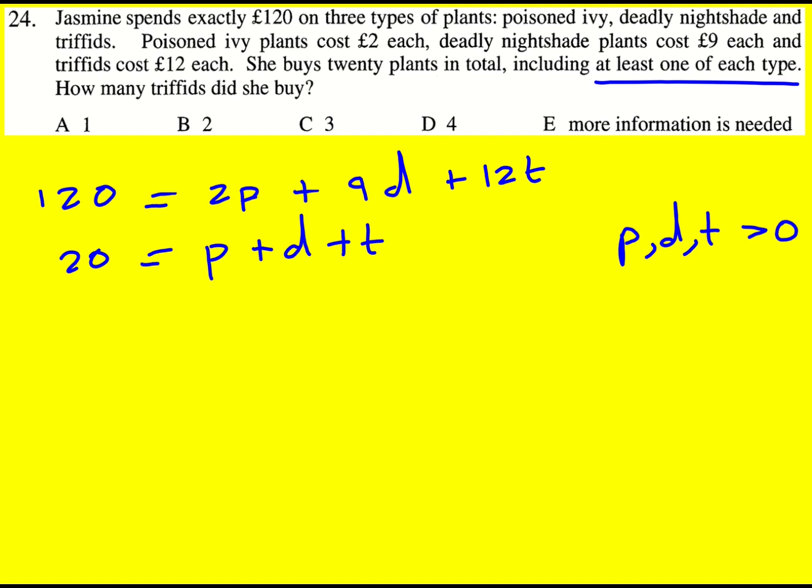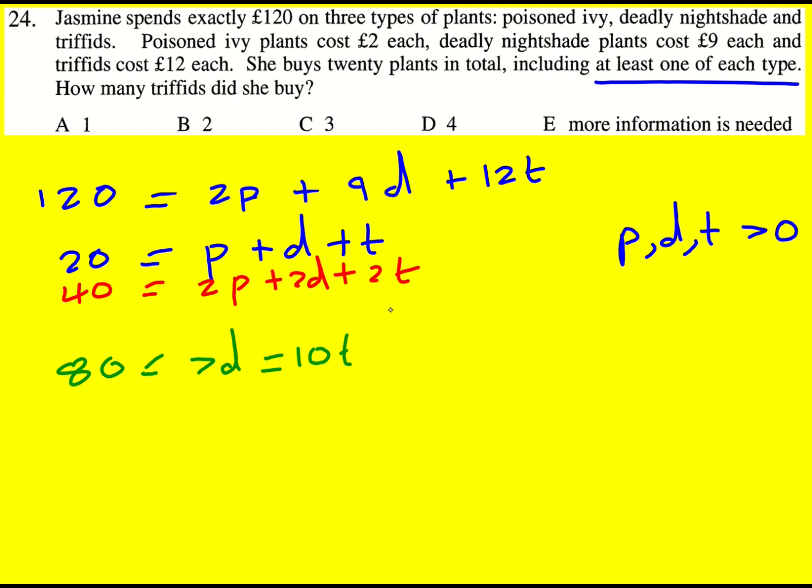Okay, so the first thing I'm going to do is combine the equations. But I'm going to multiply the second one by 2, because that means I can eliminate P, because I can subtract them. So if I subtract them, I do 120 minus 40 to give me 80. 2p minus 2p cancels out. 9d minus 2d is 7d. 12t minus 2t is 10t.